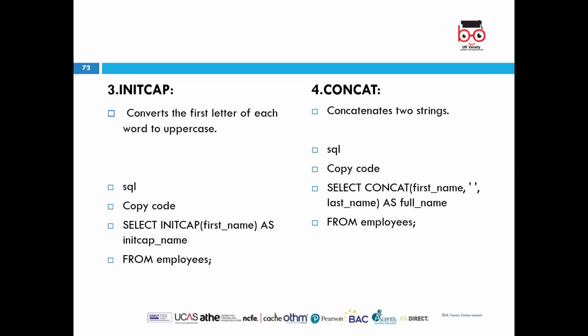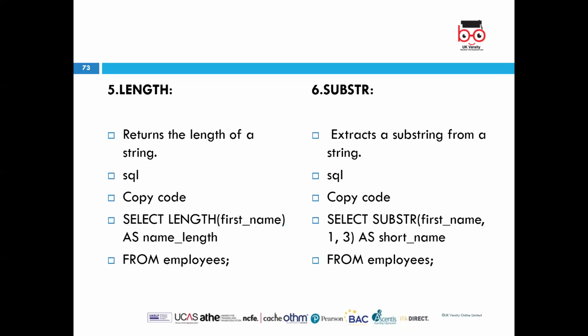With initcap, we convert the first letter of each word to uppercase, and concat concatenates two strings. Length returns the length of our string, and with substring, we extract a substring from the string.